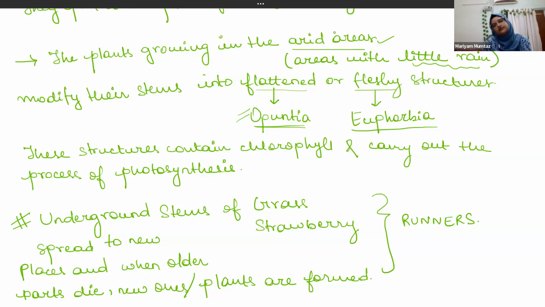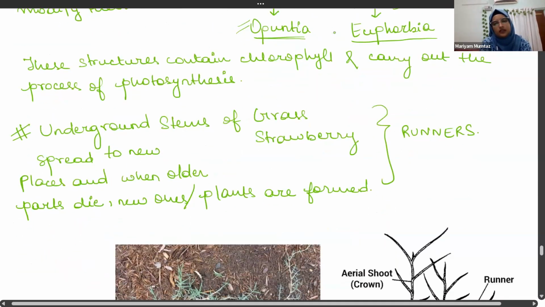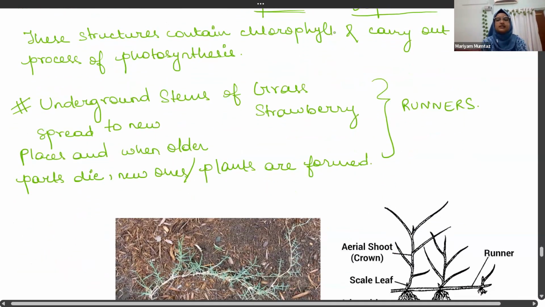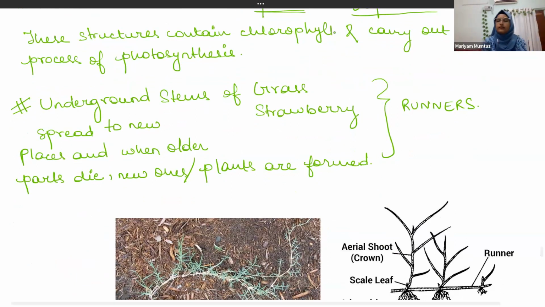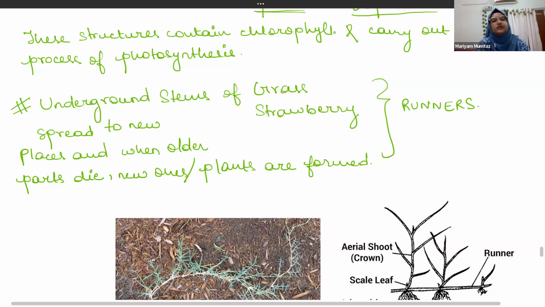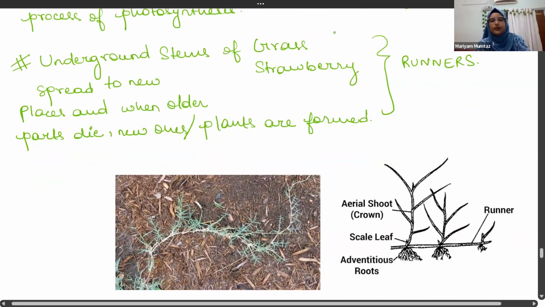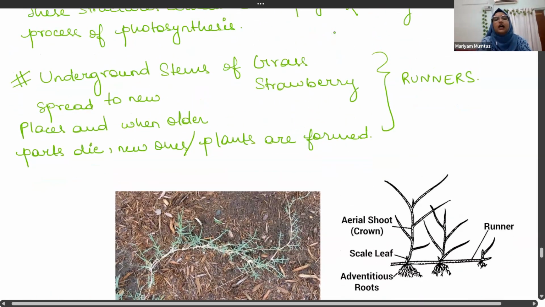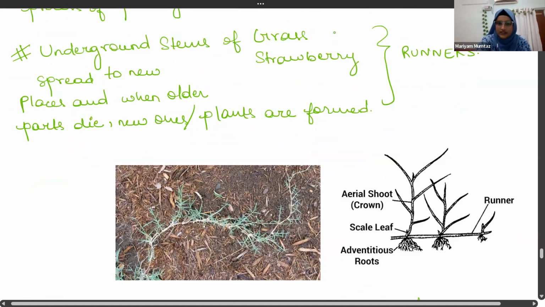Is it clear? What are the two examples of the modification of the plants which are present in desert areas? First one is Opuntia. And Euphorbia. Euphorbia, correct. Okay. Now see, we are talking about the underground modification of stem.